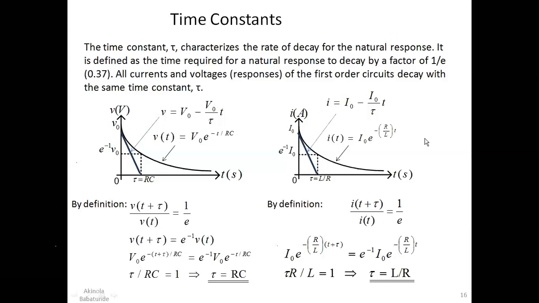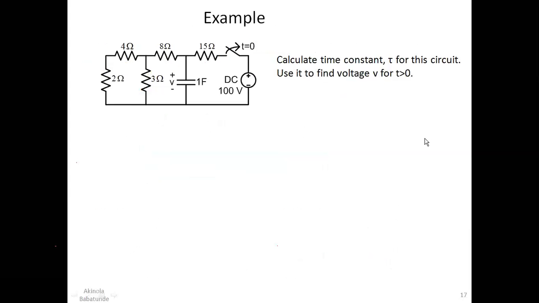So let's take it a step further. Now here is an example we can look at. It's an important example. Calculate the time constant tau for this circuit. Use it to find the voltage V for t greater than 0.